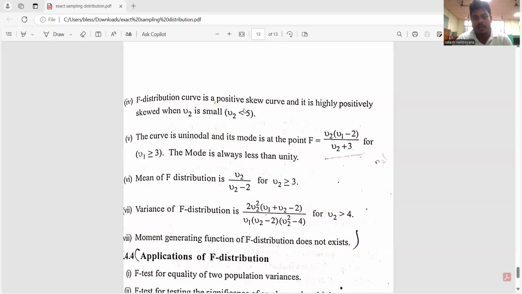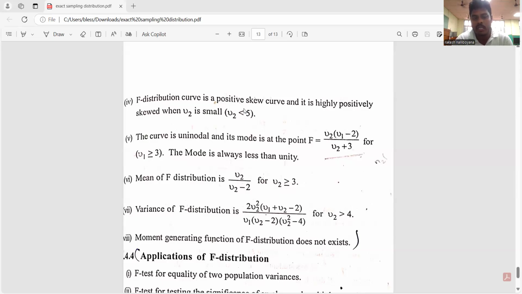The curve is unimodal, and the mode of the F distribution is V2 into V1 minus 2 by V1 into V2 plus 2. The mean of the F distribution is V2 by V2 minus 2. The variance of the F distribution is 2V2 square into V1 plus V2 minus 2 by V1 into V2 minus 2 into V2 minus 4 squared, for V2 greater than 4.